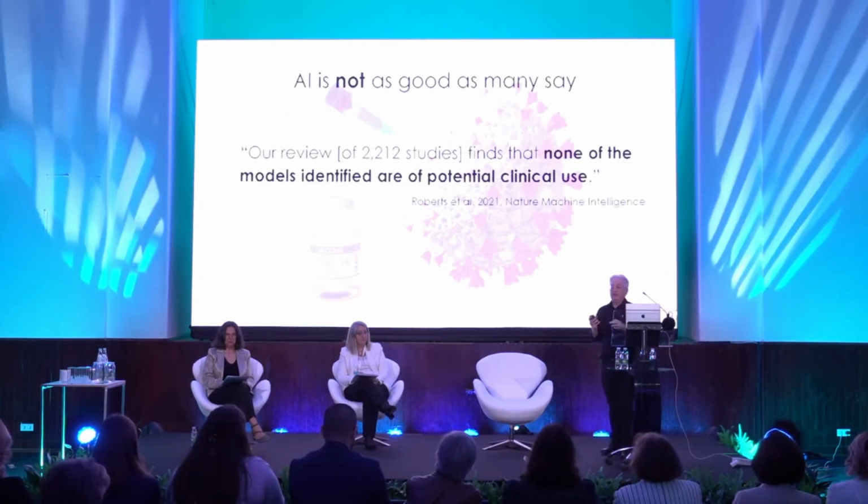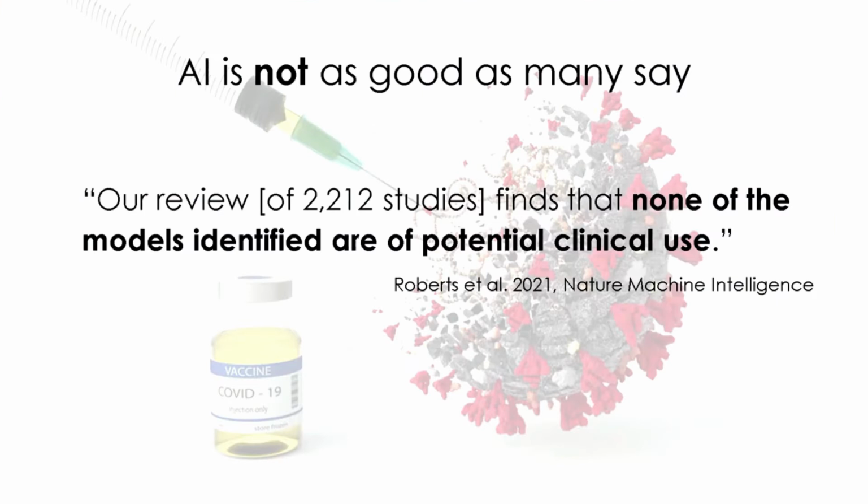But the reality is, AI is not as good as we're led to believe. So it does some amazing things, but it's also profoundly limited. So in this example, we were told when the COVID pandemic started that AI was going to help solve everything. And the reality is it didn't. It really didn't. Most of the studies, like this one, found that none of the thousands of AI models were of clinical use. So don't believe everything you read about AI. It is amazing, but it's not doing everything that we're led to believe.